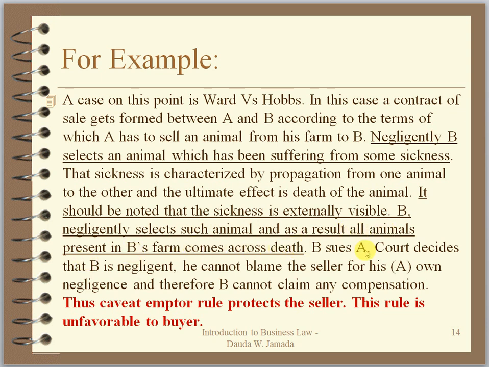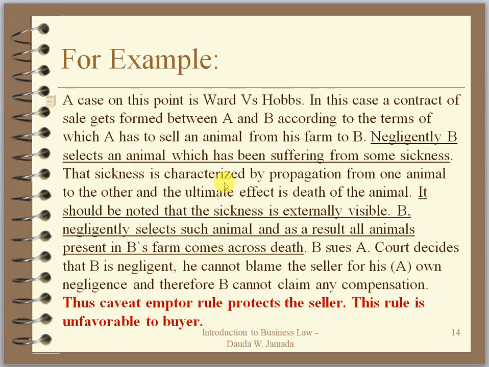B sues A. The court decides that B is negligent. He cannot blame the seller for his own negligence, and therefore B cannot claim any compensation. Thus, the caveat emptor rule protects the seller. This rule is unfavorable to the buyer.